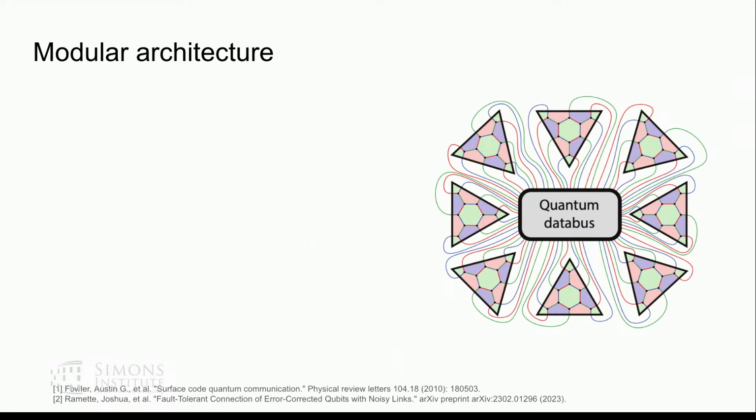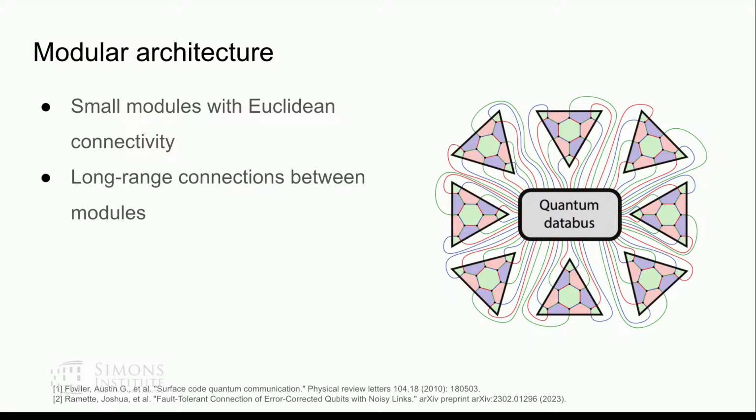And then that's for the biplanar architecture. For the modular architecture, we point out that, say, for the semi-hyperbolic tiling, locally these modules have Euclidean connectivity. And so you could imagine using some small modules with local Euclidean connectivity, essentially small honeycomb codes, but where the boundaries are different. And instead, we use these long-range links between modules to implement the hyperbolic connectivity.